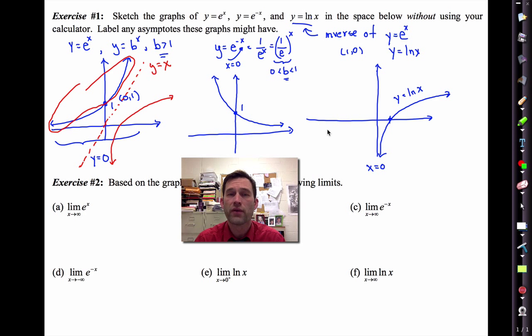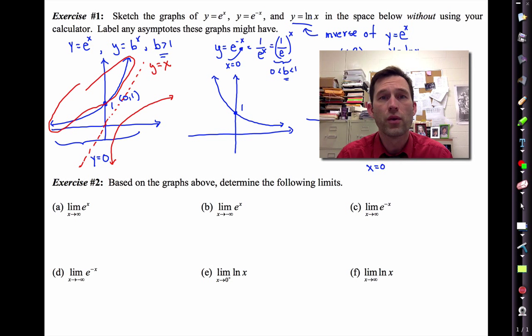In exercise 2, we're given 6 different limit questions. Remember, the limit is where the output or the y value of the expression is headed as the input heads towards a particular value. And here, we're very interested in x heading towards infinity, negative infinity, and in the case of the natural log, towards 0 from the right.